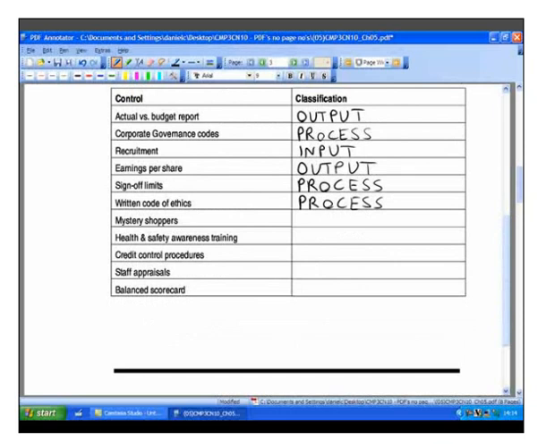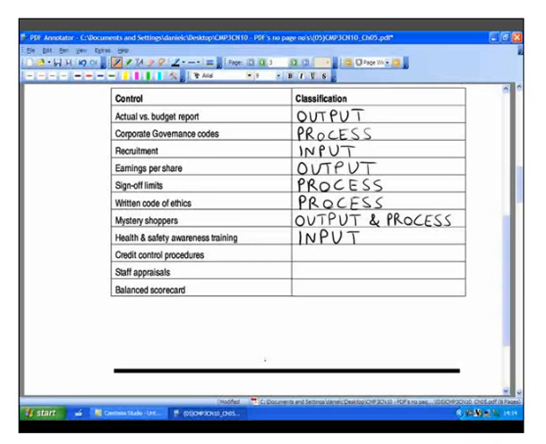Again, the assumption is that if everyone adheres to a set of rules and principles, you will reduce risk. Mystery shoppers are people who pose as shoppers or consumers of an organisation's service in order to check how good it is. You can see that as an output control. They're actually testing the output of the organisation, but it can also be used as a process control to see that people are following the right procedure. Health and safety awareness training we've already mentioned as being an input control.